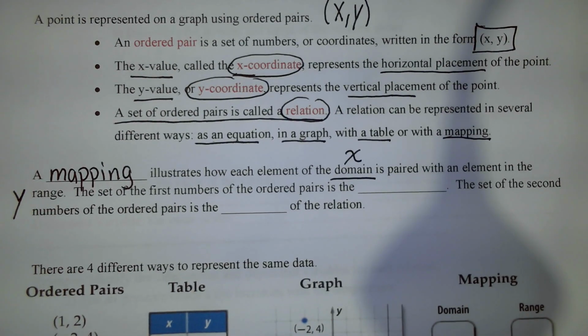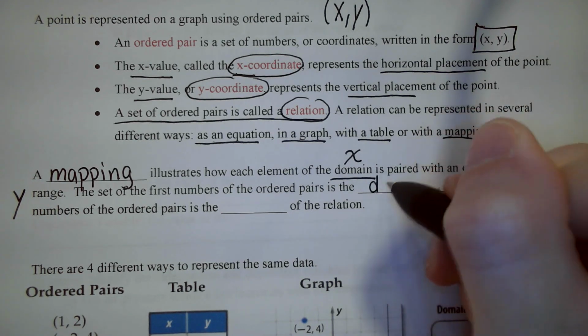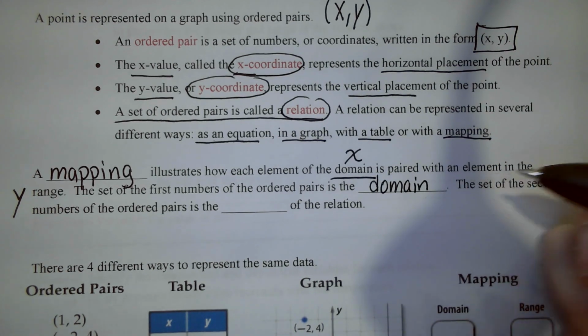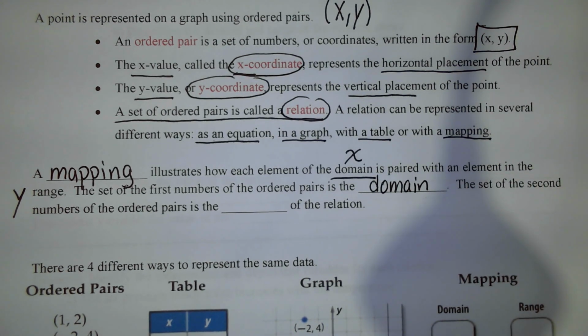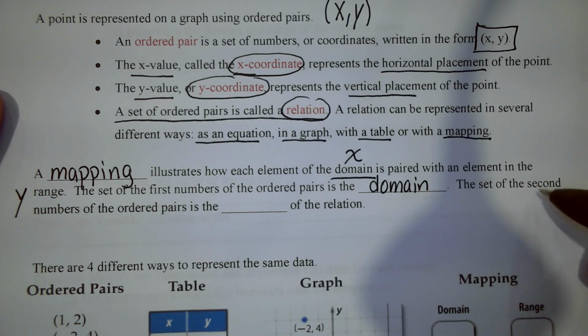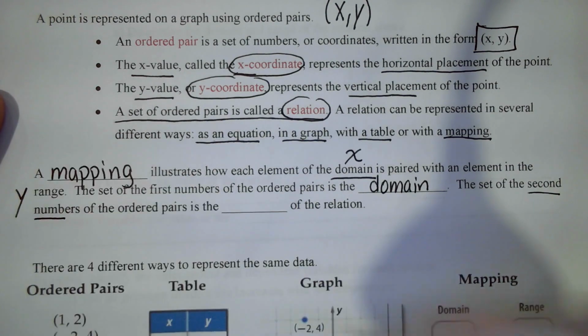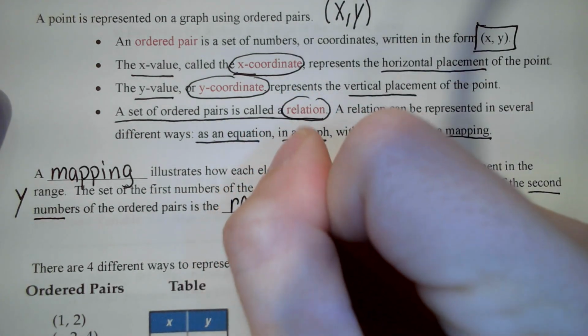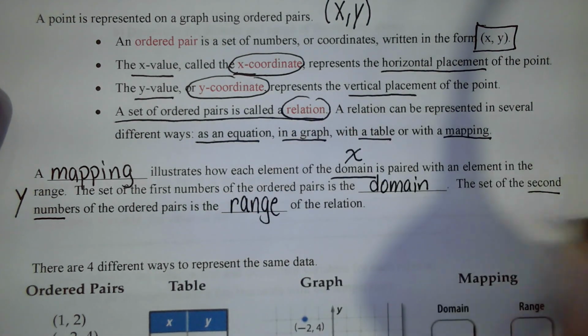The set of the first numbers of the ordered pair is what we call the domain. So when I say, what is the domain of this relation? You're going to tell me all of the first numbers in the ordered pair, all of the x values. The set of second numbers of the ordered pairs is the range. Those are all of your y values.